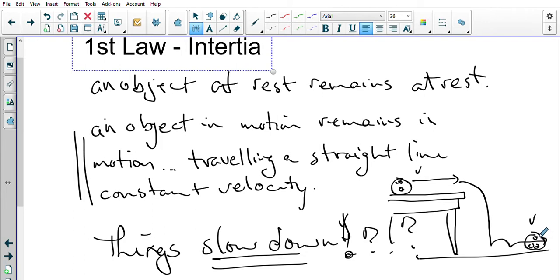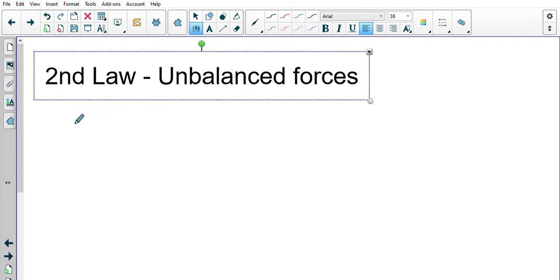When does the bowling ball stop? Well, when it runs into something: somebody's foot, somebody's bag, a chair, and so on. And so we get the idea that this is what the law of inertia is stating.